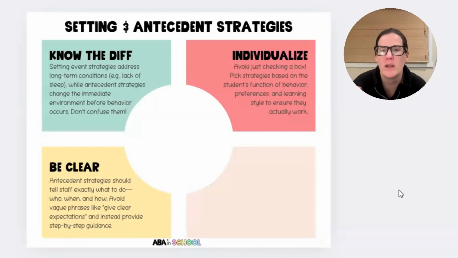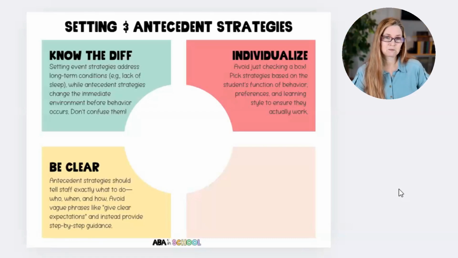I love that. Sometimes when I'm writing up a plan, if they have a really specific schedule or token board, I'll snip it and copy and paste it right onto the plan, so there's no confusion. Oh, that token board is for transitions, or this schedule is for work. That's a really good idea.